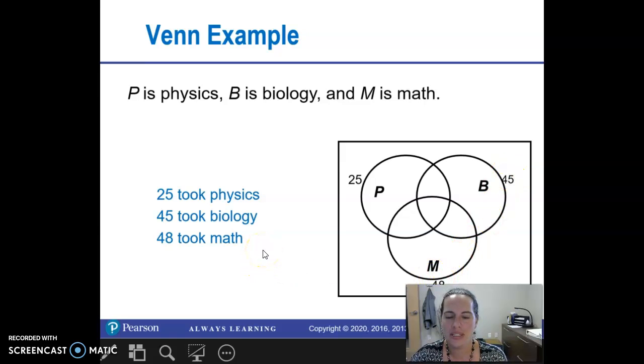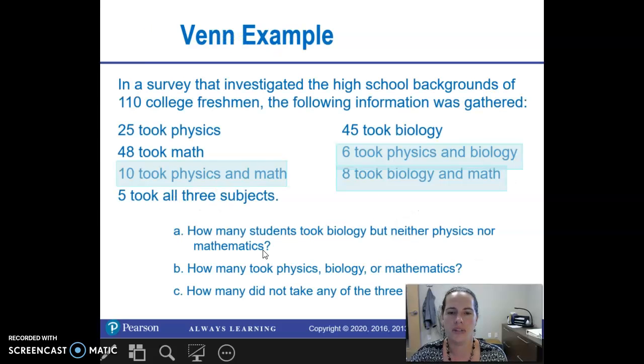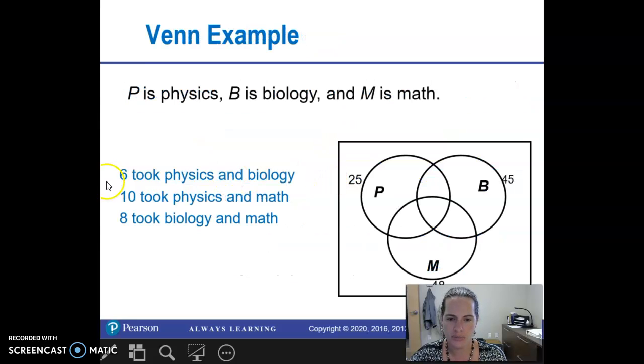Okay, we did say there was some overlap that happened, right? So let's go back and look at those. 6 took physics and biology, 10 took physics and math, 8 took biology and math. All right, so drag that stuff over here. So where the circles overlap between physics and biology is this one right in here. It's actually 2 little pieces in there. Physics and biology connects both of that stuff right there. So we're going to put a 6 just right over that line because it is both of that.